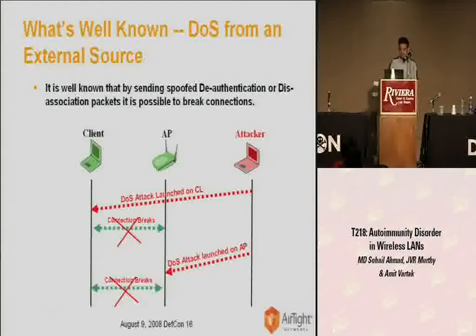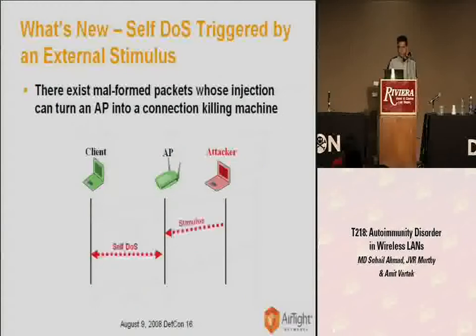The new thing that we would like to introduce here is called self-DOS. In self-DOS, the attacker simply injects one stimulus into the network, and the network launches a DOS attack against its own authorized clients. This is called self-DOS. These stimuli are nothing but malformed packets which turn the access point into a connection-killing device.